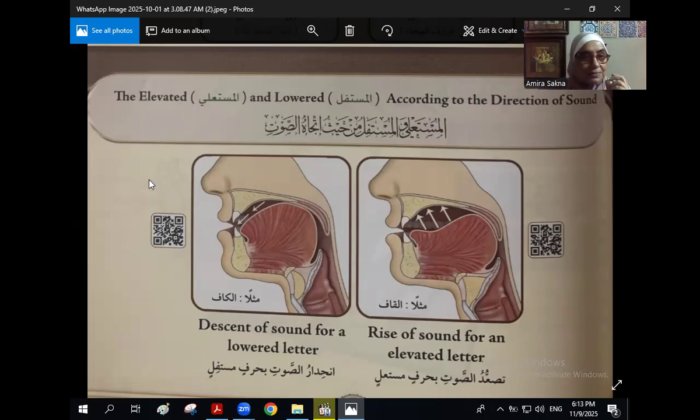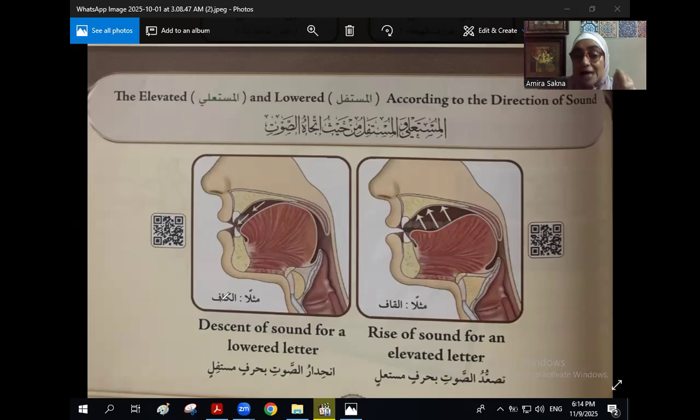This area, this is the roof of the mouth. This area, all this, okay? This is the roof of the mouth, or the dome of the palate. Both are correct. So when I pronounce the qaf, qa, the sound rises to the roof of the mouth or the dome of the palate. That's why it's called elevated, or musta'li.